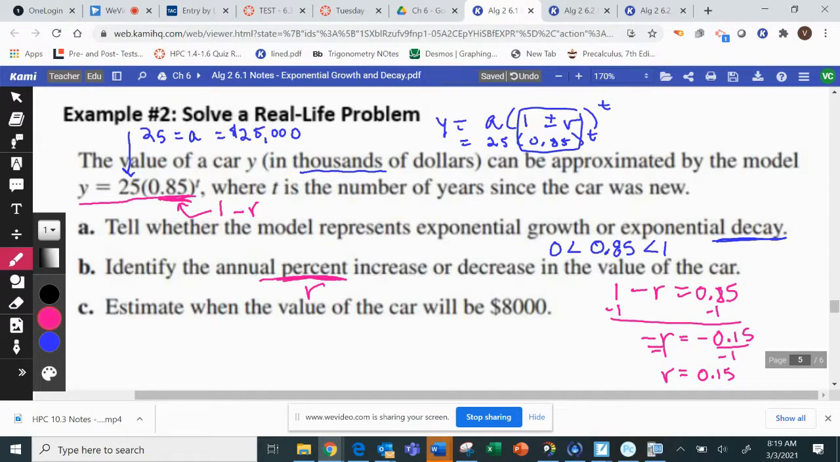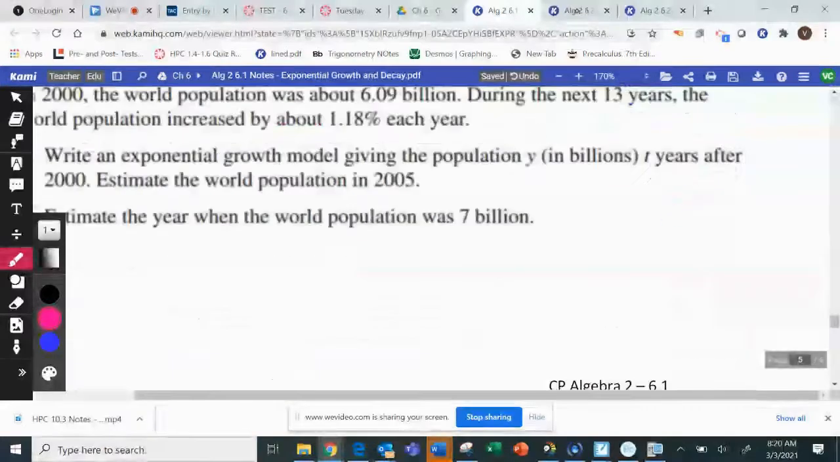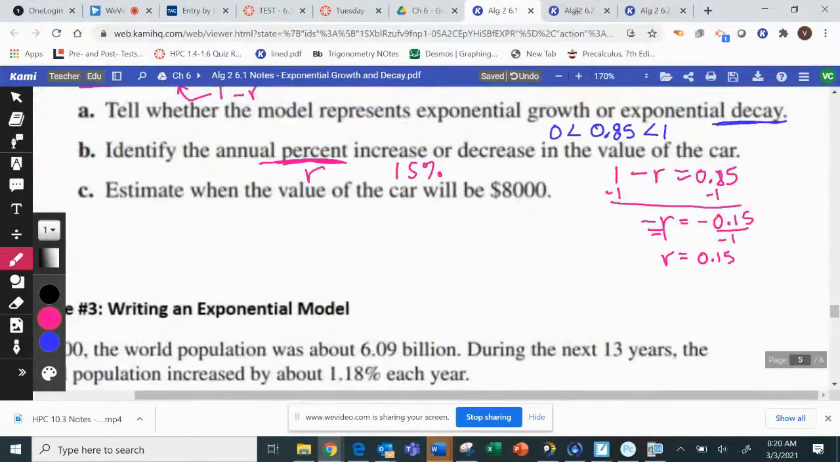So 0.15 is what percent? 15%. Right? Because 0.15 is the same thing as 15 over 100. That's 15 hundredths. Percent means per 100. So 15 is the percent.